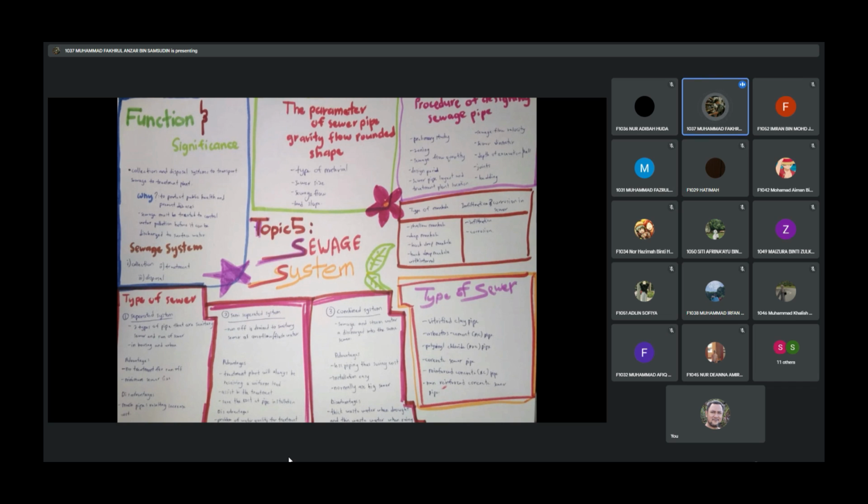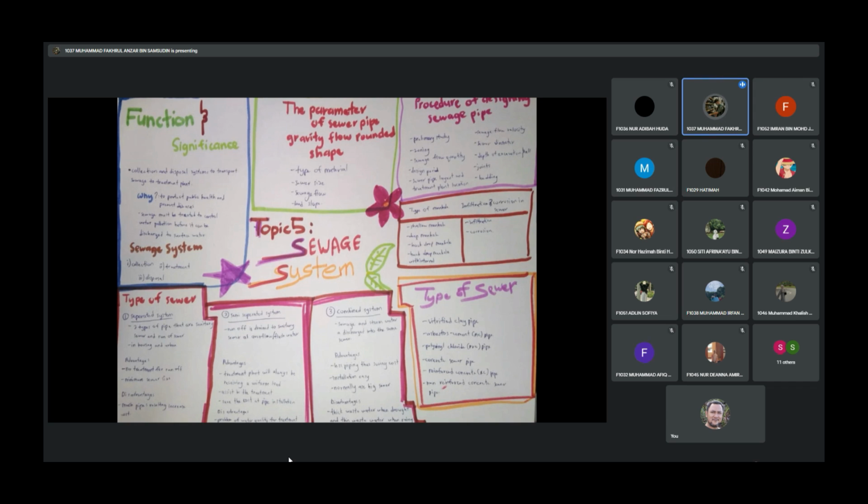Then the types of sewer. The first type is the separate system, with two types of pipe: sanitary sewer and run-off sewer. Second is the semi-separate system, where run-off is drained to the sanitary sewer as overflow or flush water. And lastly is the combined system, where sewage and stormwater are discharged into the same sewer.